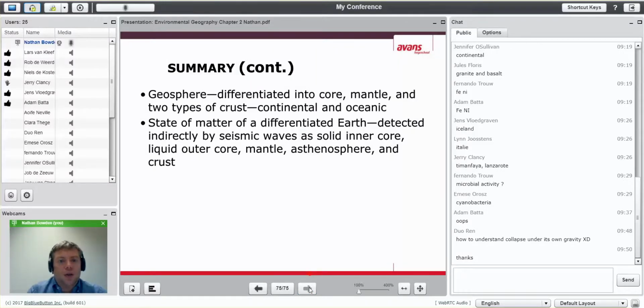The geosphere is differentiated into the core, mantle, and two types of crust, continental and oceanic. And the state of matter of a differentiated Earth, we can detect seismic waves, solid cores, etc. And the last part I had to increase the speed, so I went quite quickly.